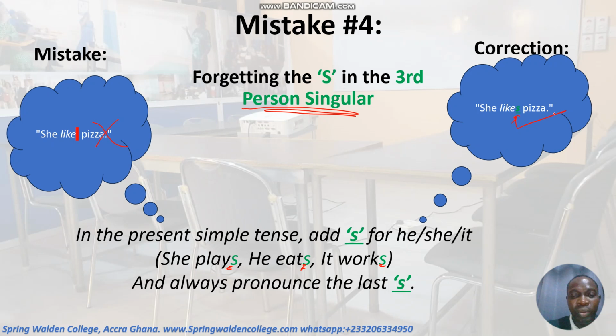Correct. Okay, now that's in the writing, but when it comes to the pronunciation, it becomes worse. You must pronounce the last s. In English, you always pronounce it. If you don't pronounce it, then you are still wrong. She likes pizza, not she like pizza. You put the s, you must pronounce it. It's important in English. Okay, good.